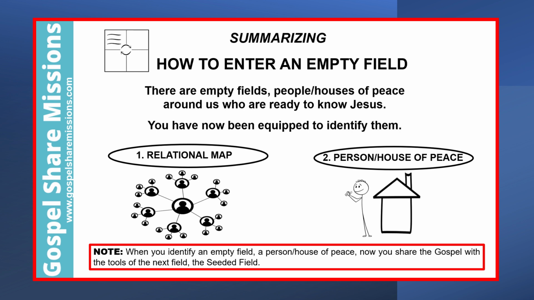Summarizing. There are empty fields, people, houses of peace around us who are ready to know Jesus. You have now been equipped to identify them. When you identify an empty field, a person, house of peace, now you share the gospel with the tools of the next field, the seated field.